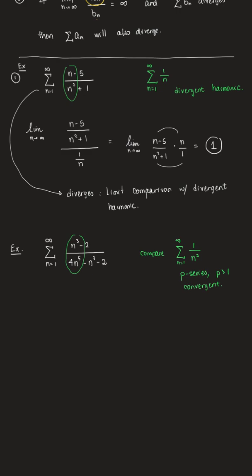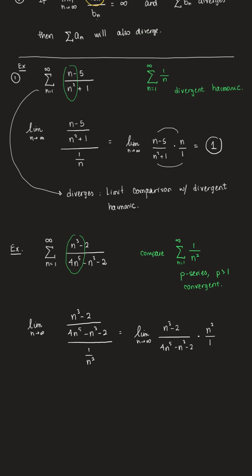So now we're going to set up the limit for the limit comparison test. So we'll do limit as n approaches infinity. Our series, n cubed minus 2 over 4n to the 5th minus n cubed minus 2, all of this is divided by 1 over n squared. So we'll multiply by the reciprocal, just like we did in the previous example. So we have n cubed minus 2 over 4n to the 5th minus n cubed minus 2, multiplying by n squared over 1.